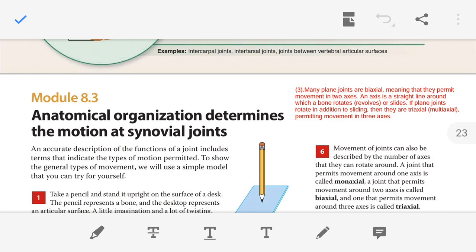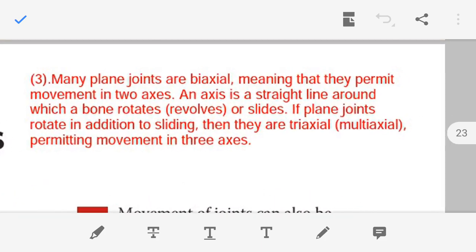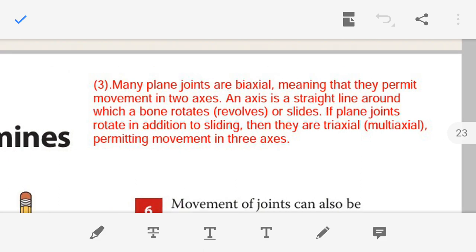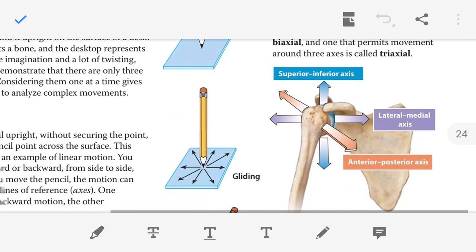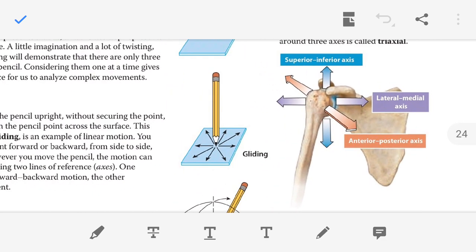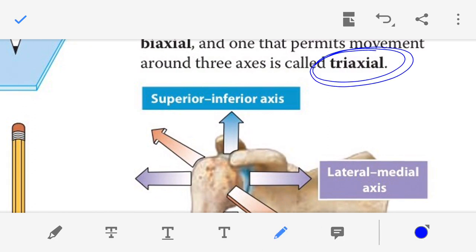Now here, when we are describing the synovial joint, you need to be familiar with some terms. Many times, synovial joints are either monoaxial, or biaxial, or triaxial. Now with the help of the ball and socket joint, I am explaining to you. Ball and socket joint is a triaxial joint.